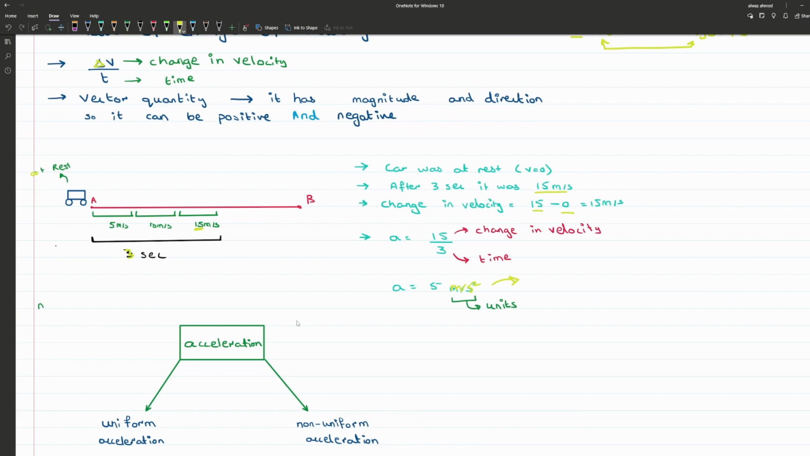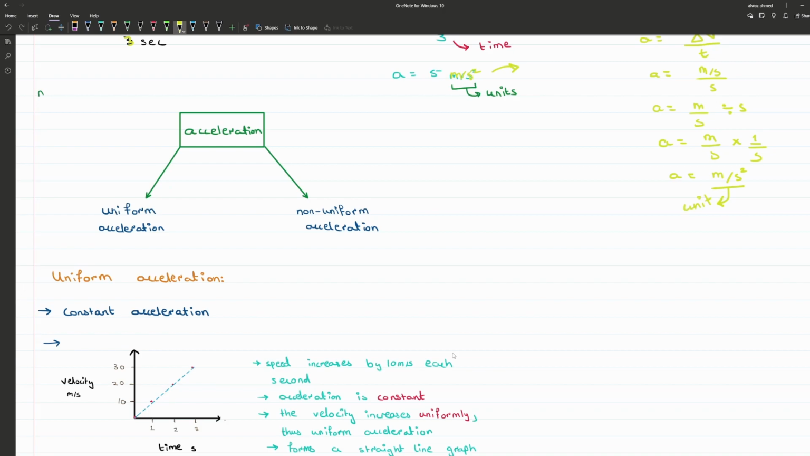So let's try to make sense of this. As we know, acceleration is delta V over t. Now if we look at it closely, the units for velocity are meters per second, and the units for time are seconds. So we can write this as meters per second divided by seconds, and if we just do a little bit of maths, we can see that this comes down to meters per second multiplied by 1 over second, and acceleration is equal to meters per second squared. So the unit for acceleration is meters per second squared.